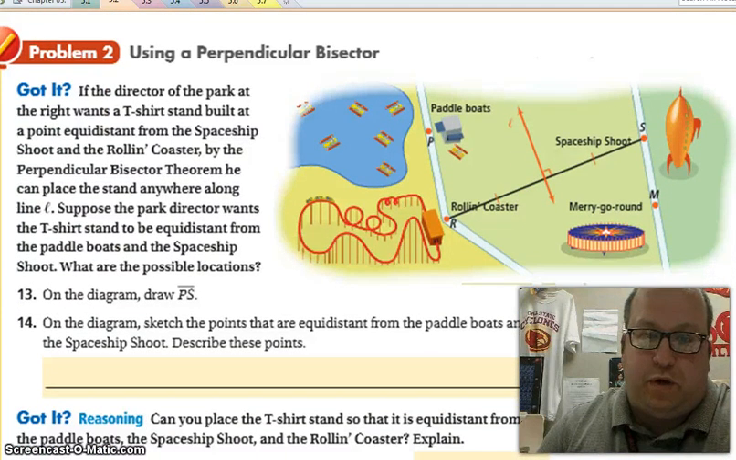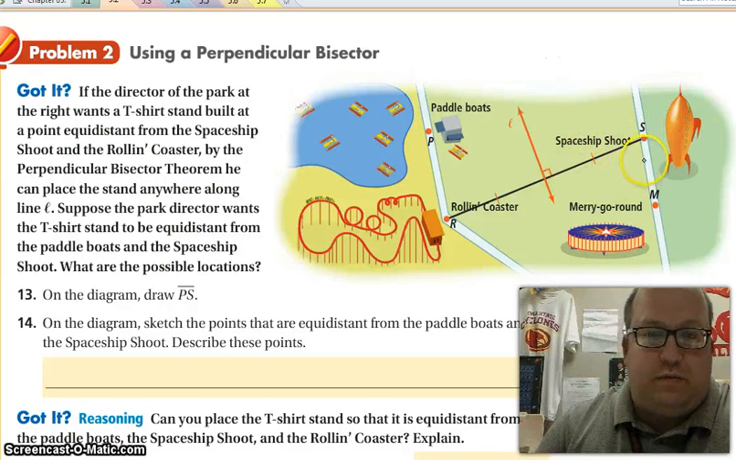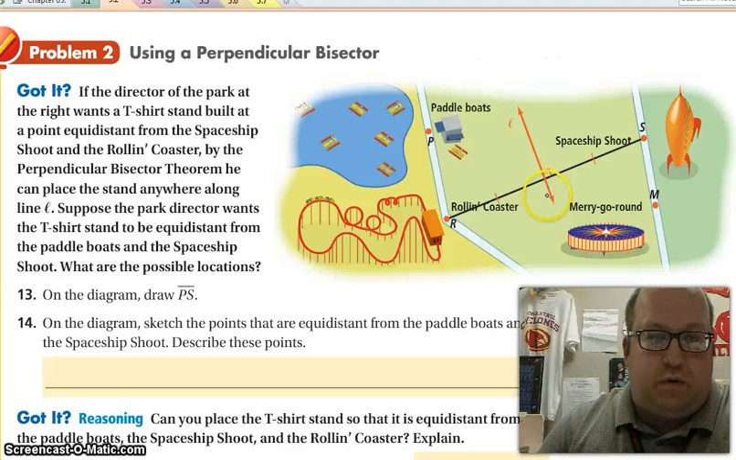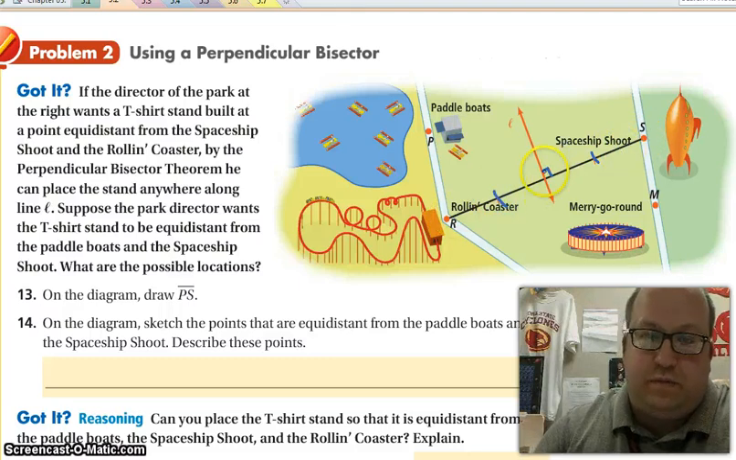All right, using a perpendicular bisector. We have, it looks like an amusement park. There's some sort of rocket ship, a merry-go-round, some paddle boats, and a roller coaster. It says the director of the park wants a t-shirt stand built equidistant from the spaceship chute and the roller coaster. Well, let's see. It looks to me it could be anywhere along line L. L is the perpendicular bisector. It's perpendicular, and these tell me that it bisects the direct path between the roller coaster and the spaceship chute.